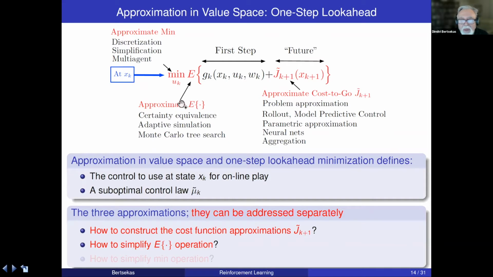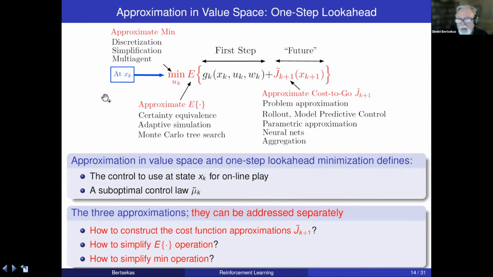Another approximation that is often done is to approximate this expected value. Now, this expected value may complicate this minimization, may be time consuming. So sometimes there is an incentive to approximate this expected value, and we're going to see ways of doing that. And the third approximation is to make this minimization a little cheaper. Sometimes it's very complicated, and we may approximate it to make it tractable.